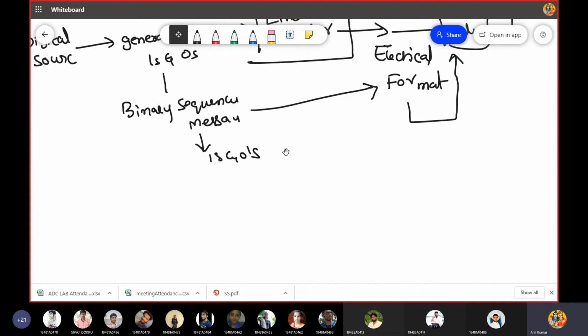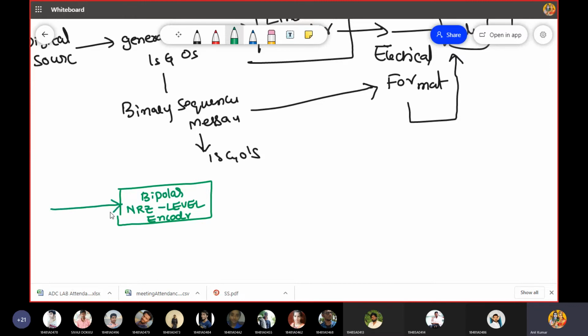So now finally, the BPSK modulator is like this. This is the bipolar NRZ level encoder. Is it okay? Now this binary sequence is given to the line encoder.